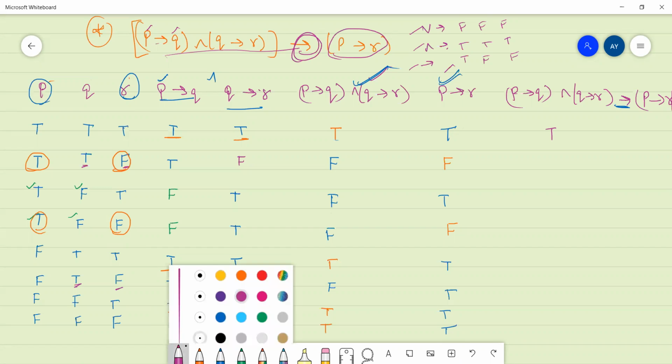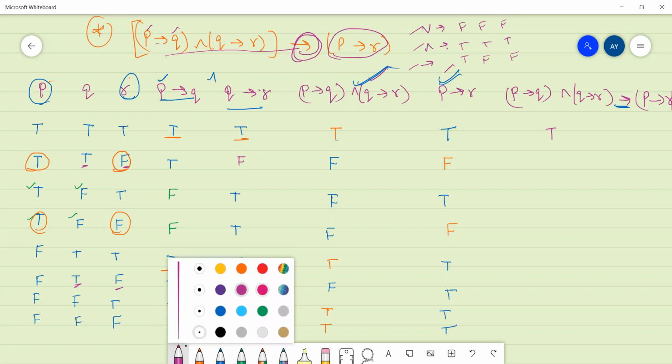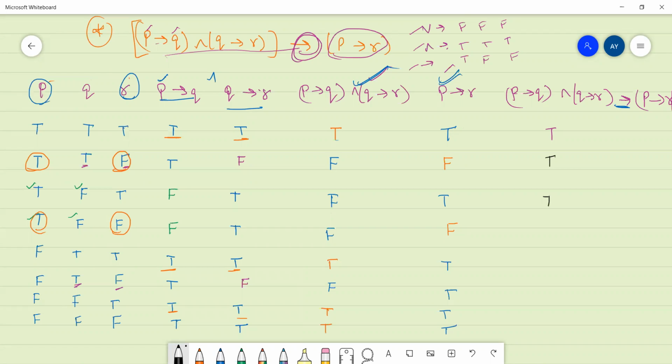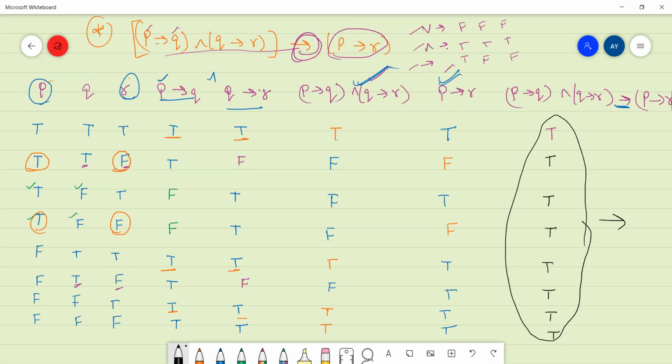I'll just choose another color so that it will be easier. Yeah, black. So true, true, true. This is true. This is true. This is true. This is true, and this is true. So as all are truths, what can we conclude? We can conclude that the given statement, whatever is there, is a tautology. Tautology. Am I clear? Shall we move on to the next definitions? I hope I'm clear till here.